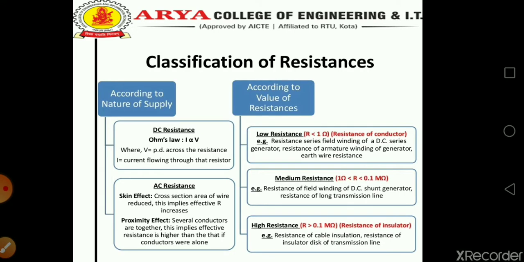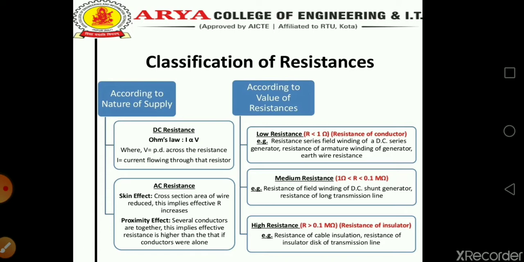Classification of resistance. According to nature of supply, there are two types of resistance. Number one is DC resistance: according to Ohm's law, I is directly proportional to V. The other is AC resistance, which involves skin effect and proximity effect. In skin effect, the cross-sectional area of the wire reduces, which implies the effective resistance increases. In proximity effect, several conductors are together. This implies the effective resistance is higher than if the conductors were alone.